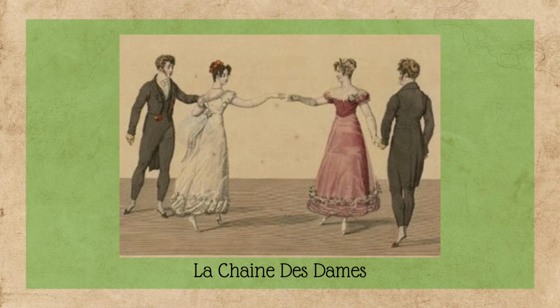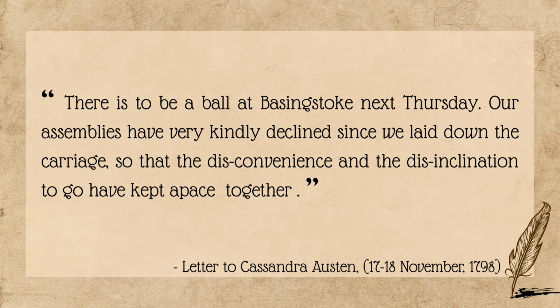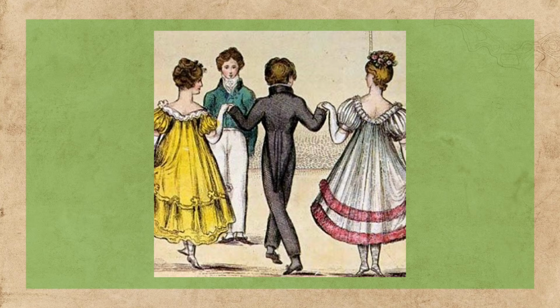The next mention of dancing comes from the 17th and 18th of November, 1798. "There is to be a ball at Basingstoke next Thursday. Our assemblies have very kindly declined since we laid down the carriage, so that the disconvenience and the disinclination to go have kept apace." According to the footnote in this letter, Austen is referring to the fact that her family had recently been forced to give up their carriage because of how expensive it was to keep it up. Considering the expense of owning a car today, I kind of relate to this.